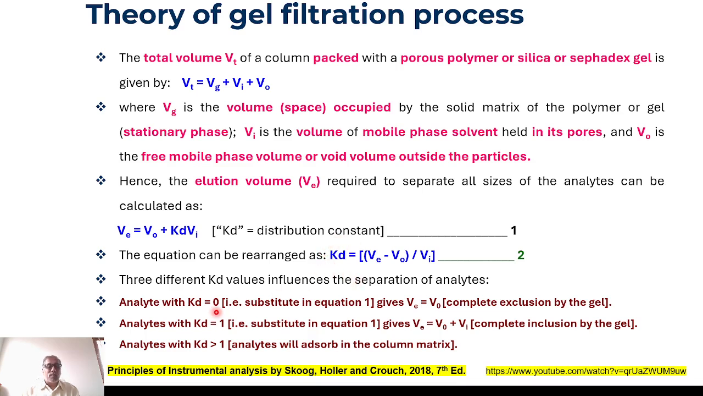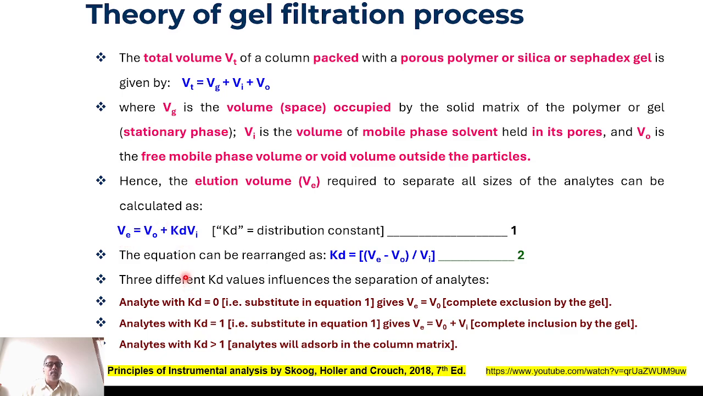Now, what is the interpretation? Suppose KD is equal to 0. Use this equation and apply KD is equal to 0. So 0 into VI will become 0. So when KD is equal to 0, VE is equal to VO. That means if the elution volume you have used is equal to the void volume, you can't separate the molecules which are present inside the gel, because this volume is insufficient. This is exactly equal to the void volume. So this could be used to push the molecules which are present outside the gel.